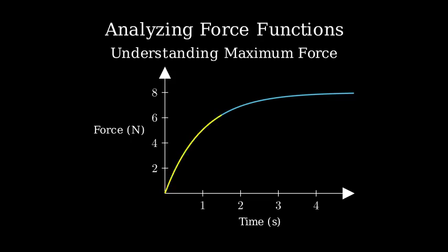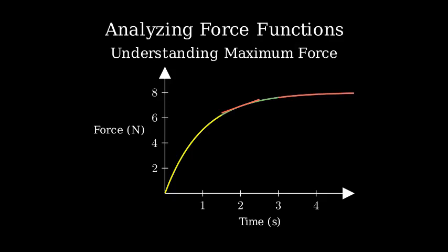In the initial region of the graph, the force increases gradually. This might represent, for example, the force applied when stretching a spring or the thrust of a rocket engine during startup. The middle section shows a steeper increase in force. Here, the rate of change of force with respect to time is at its greatest. This represents the period where the force is changing most rapidly.